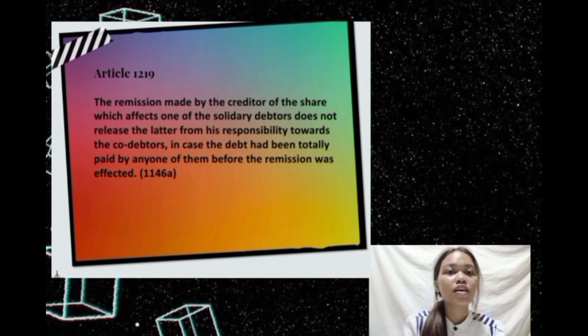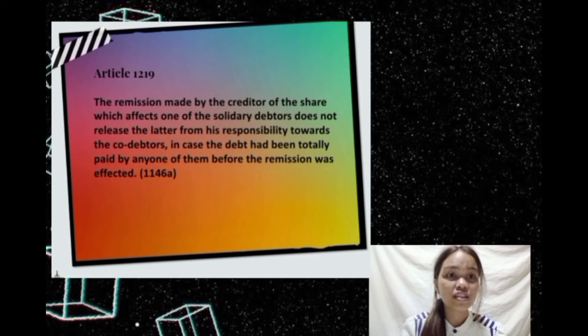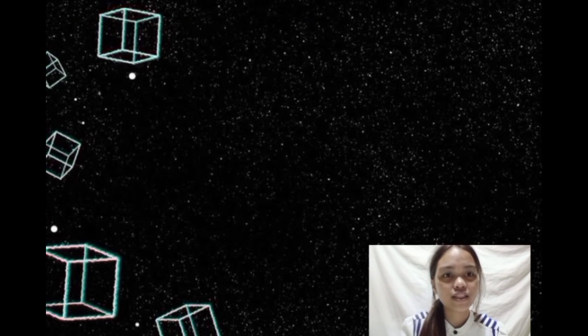So, the purpose of this Article 1219 is to forestall fraud whereby, the debt having been paid, the creditor who does not stand to suffer any loss or damage remits the share of a particular debtor. The article also secures equality and justice to the paying debtor inasmuch as the payment benefits his co-debtors.